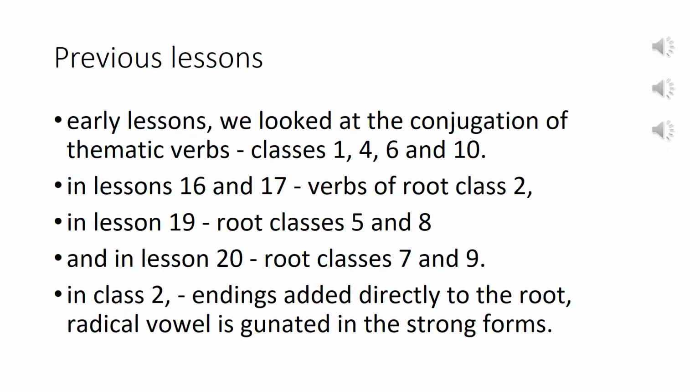In some of our early lessons, we looked at the conjugation of thematic verbs, verbs of classes 1, 4, 6, and 10. Later on, in lessons 16 and 17, we looked at the conjugation of verbs of root class 2. In lesson 19, we looked at root classes 5 and 8, and in lesson 20, at root classes 7 and 9. We said that in class 2, the endings are added directly to the root and the radical vowel is gunated in the strong forms.